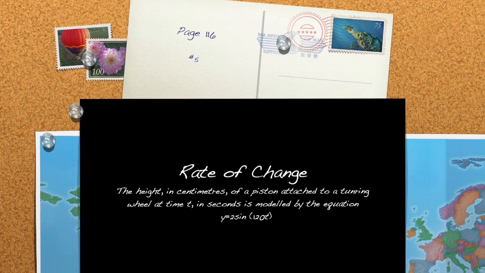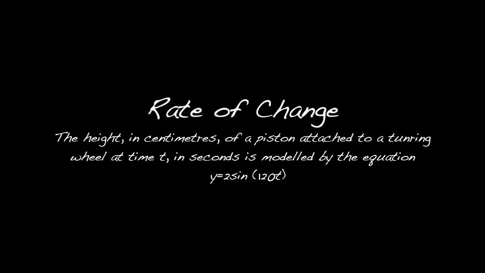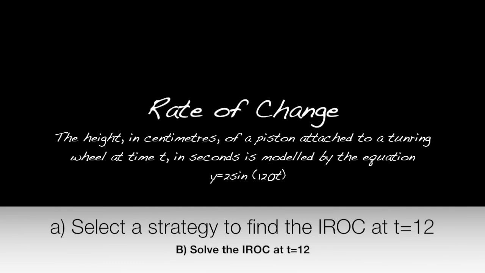Today we'll be looking at page 116, number 5. The height in centimeters of a piston attached to a turning wheel at time t in seconds is modeled by the equation y equals 2 sine 120t. Part A. Select a strategy to solve for the instantaneous rate of change. Part B. Solve for the instantaneous rate of change at t equals 12 seconds.